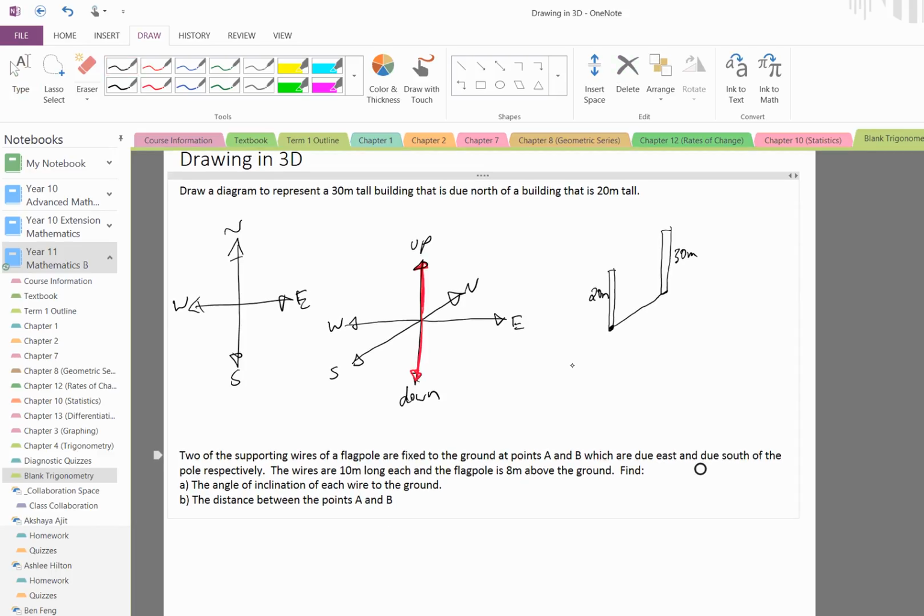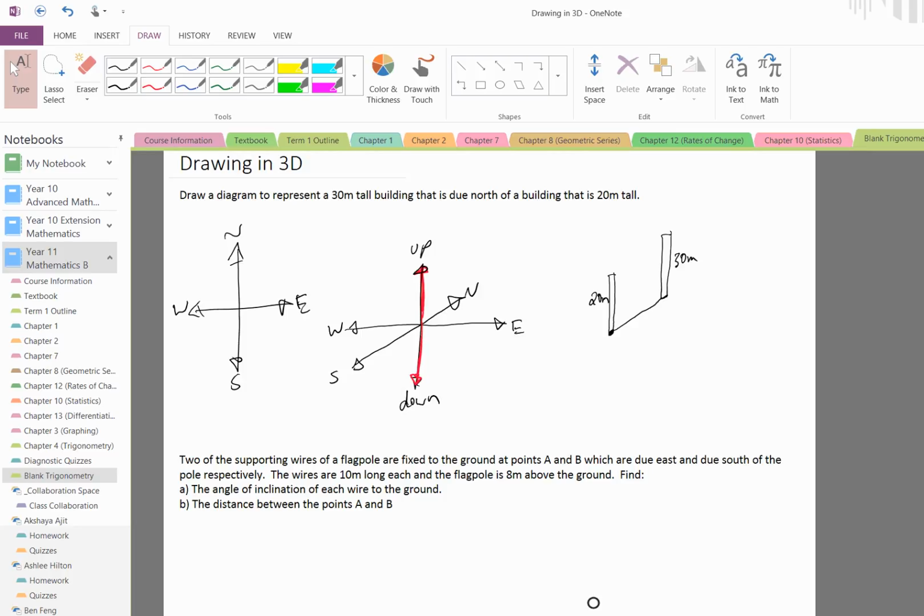Alright, so an alternative way of drawing it is to use a 3D box in the same way. So you start with a light 3D rectangle or square-based prism, with that same direction being north. So if you struggle to draw it this way, you can just say, in a different color probably, here is my 20 meter building. Here is my 30 meter building. And I can show that that direction is north. There's always a few options.